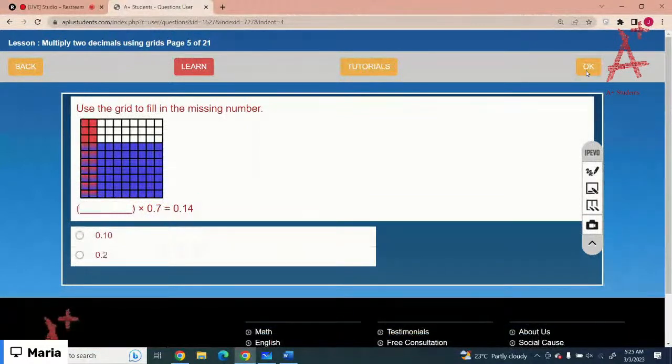Use the grid to fill in the missing number. So which number is missing? Blue represents 0.7 and the red represents, yes, very good, it represents 0.2.